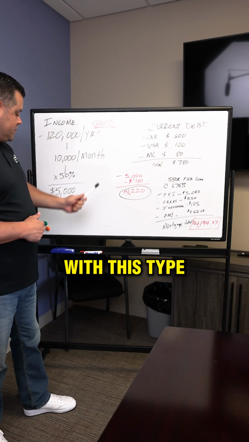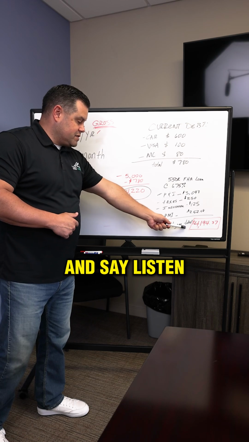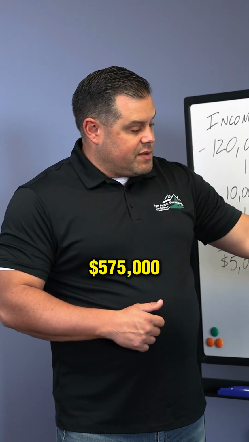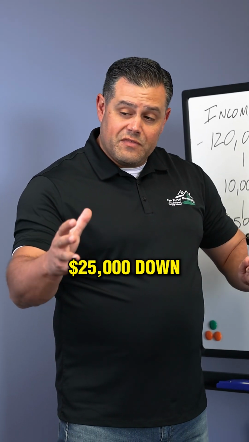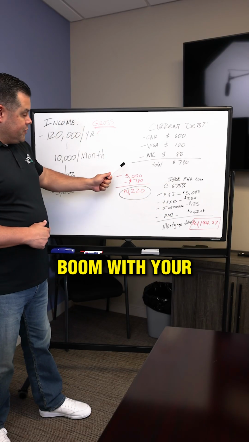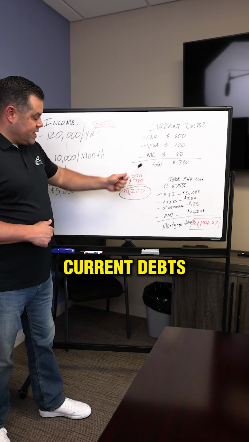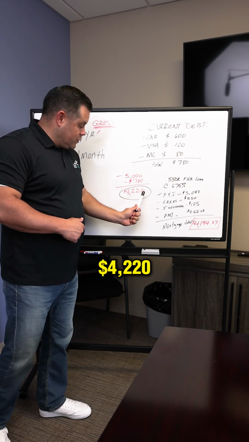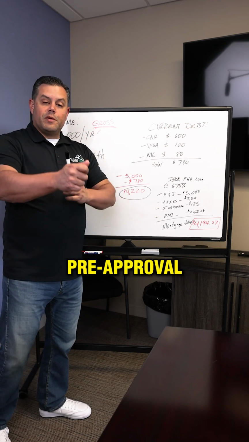If you're making this much money with this type of scenario, this is what I would come to you and say, listen, you're qualified for about a $575,000 purchase price, putting $25,000 down. You'd be borrowing $550,000. That'd be your mortgage payment. Boom, with your current gross income, current debts, and so on, that's about $4,220 a month. You're just under that. Here's your pre-approval. Good to go.